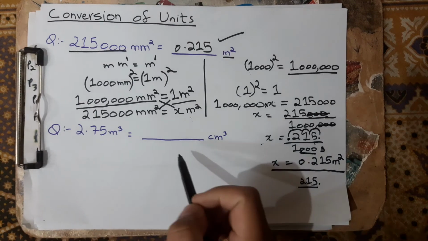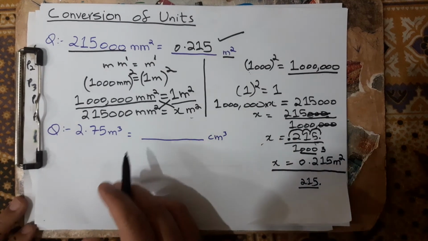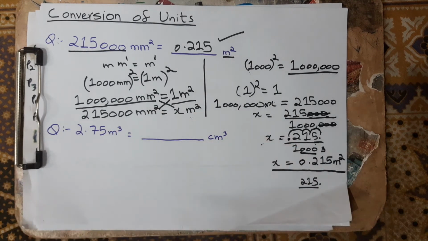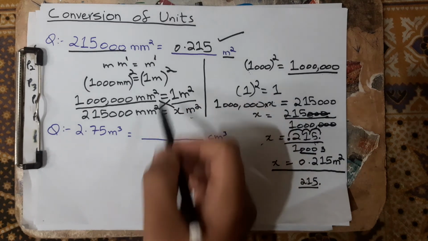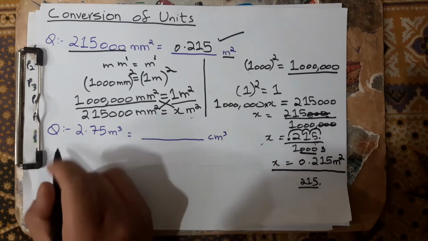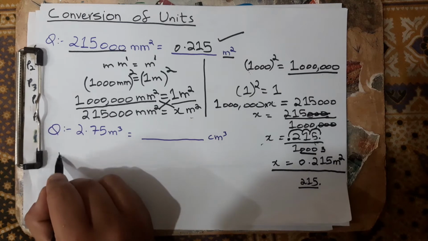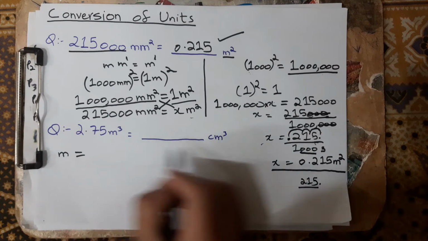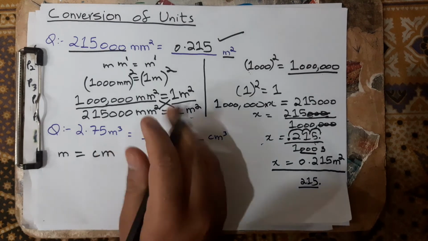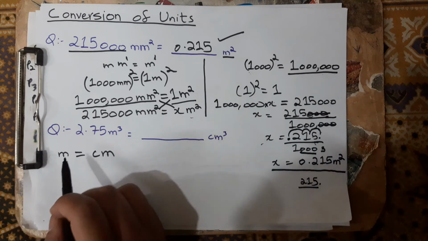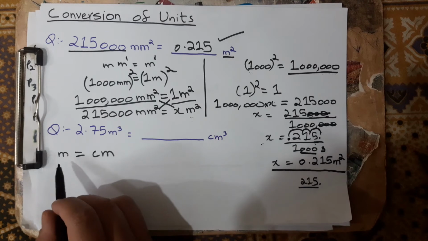Now coming to the second question, here it was square, but here it is cube, but the method is just the same. There is no difference in the method. You will apply the same method here. I will show you that you will get the right answer. If the given value is in meter, you will write it on the left hand side, and the unknown value you will write on the right hand side. First, you don't have to write any square or cube with it. You don't need to mention anything.